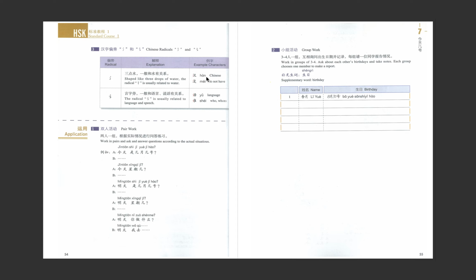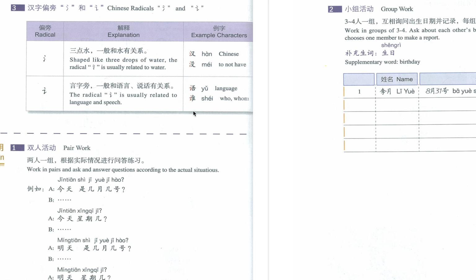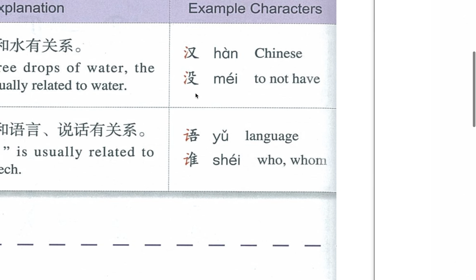Examples: 汉, 美. And when you see this, usually it's related to speaking or language. So we can zoom in to see this part. Here, 语, 谁. So here the red part is the radical we just saw.